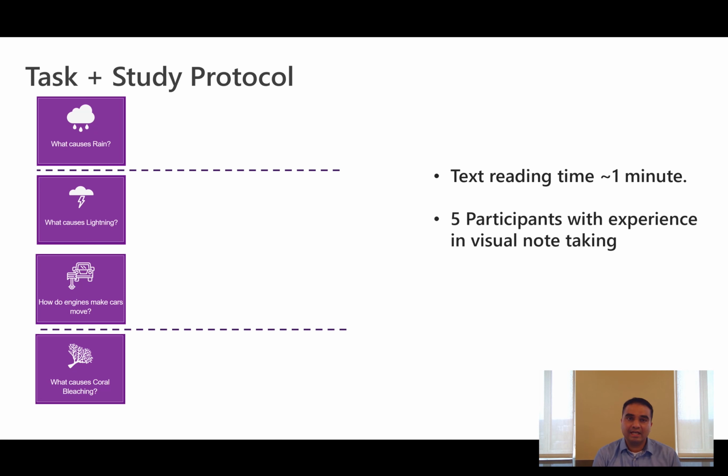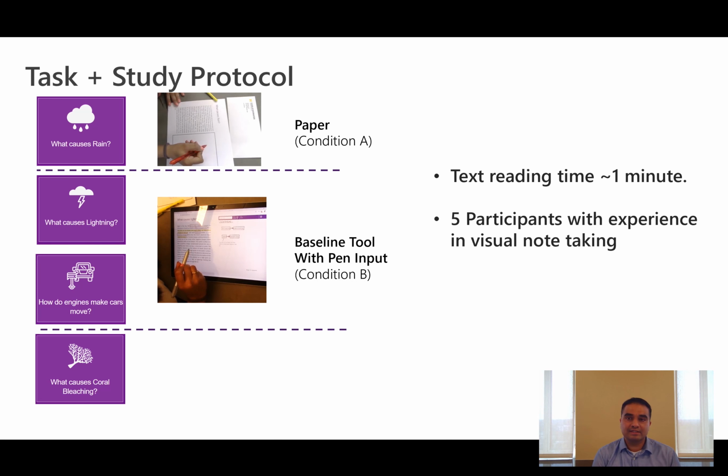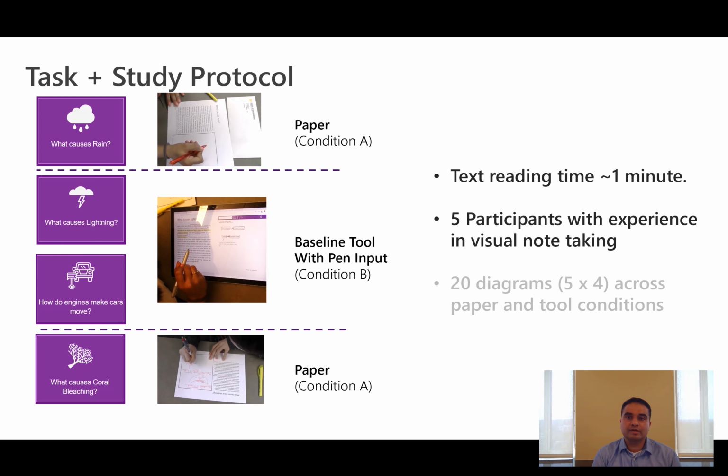We used an ABA study protocol in which participants first used pen and paper for the text about rain. Then they used a baseline version of texSketch, which implemented features similar to LiquidText using pen and ink interactions. Finally, they returned to the paper condition for the text about coral bleaching. Our goal was to understand how readers might produce diagrams on pen and paper, elicit feature requirements for the tool, and finally allow participants to reflect on the differences between the tool and paper conditions to provide comparative feedback.